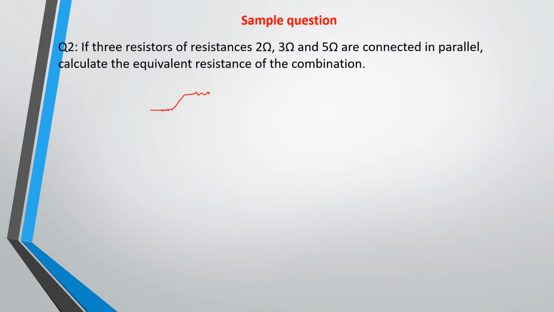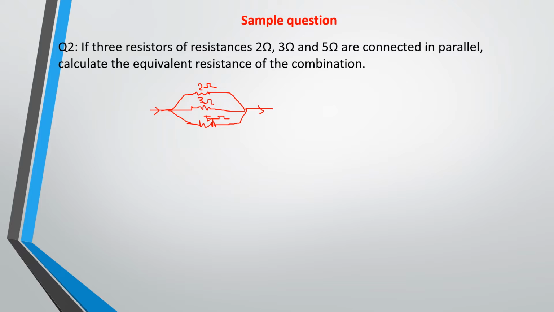So this is one resistor, another one, and this is another one. So this current that is flowing, you have 2 ohm, you have 3 ohm, and then you have a 5 ohm.